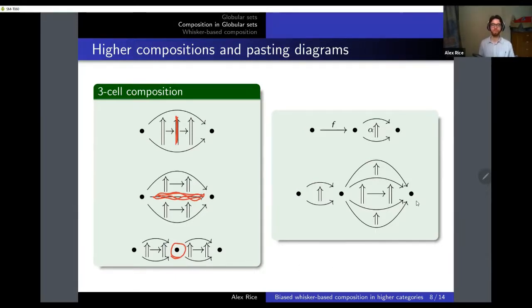More generally, I've written that I'm going to talk about pasting diagrams on this slide, and I'm not going to try and define them really rigorously, but the idea is that a pasting diagram is a globular set that represents some composition. Effectively, any of these compositions I've given so far are examples of pasting diagrams. The way I want you to think about it is a pasting diagram is some viable composition we can do in a globular set. I'm going to give a more rigorous definition a bit later, if I have time, hopefully.